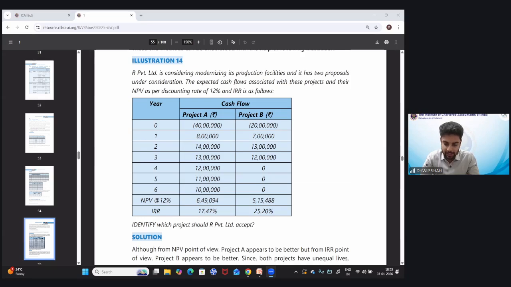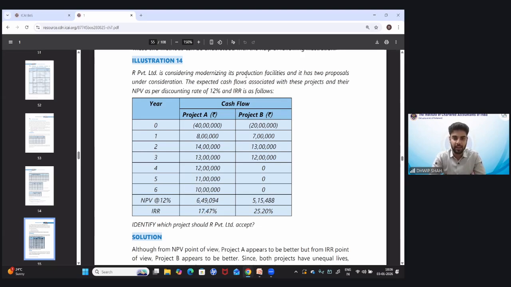R Private Limited is considering modernizing its production facility and it has two proposals under consideration. The expected cash flows associated with these projects and their NPV at the discounting rate of 12% and IRR are as follows. So there are two projects, A and B. Both the projects have different life. Project A is generating cash inflows for 6 years, so the life is 6, whereas project B has a life of 3 years. They have calculated the NPV at a discounting rate of 12%.